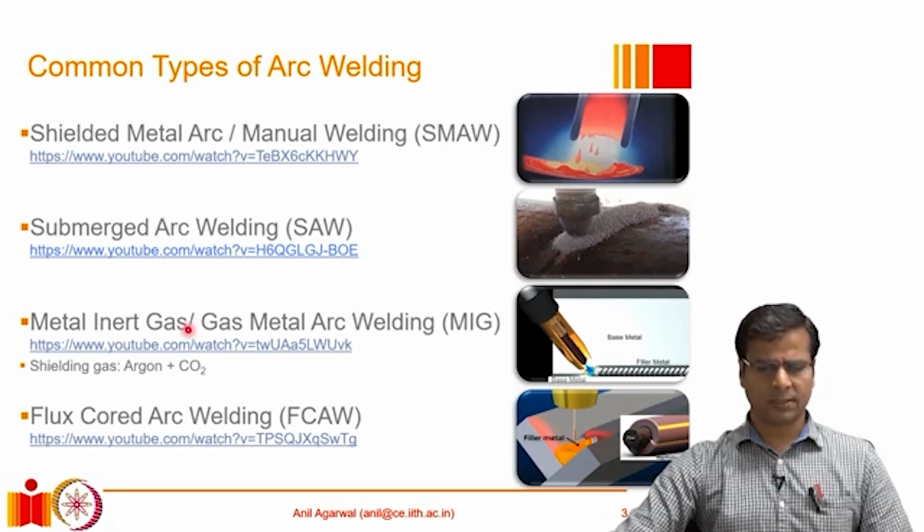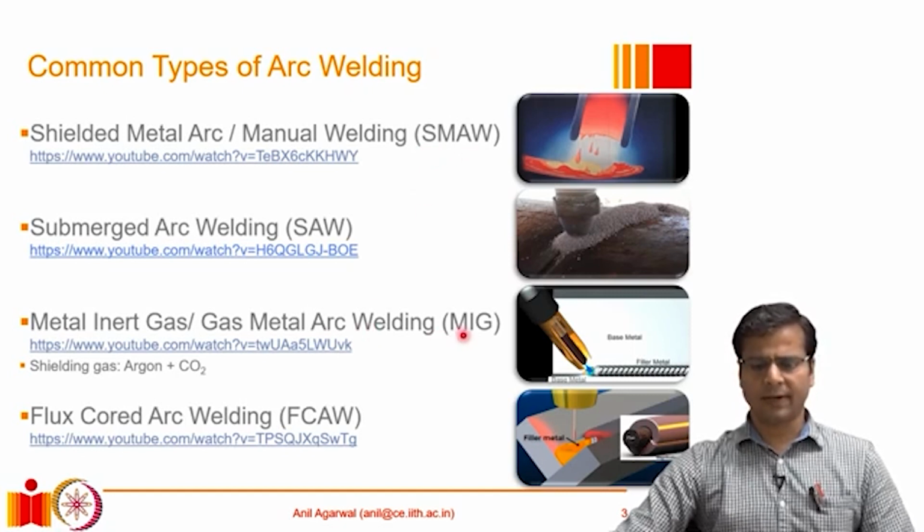The next one in this line is MIG welding. MIG welding is again very useful for automated welding. Nowadays, robotic arms are very easily deployable, or CNC type of operations can be done. And because of these operations, all these three, SAW, MIG and FCAW, have become more common. However, at site, still we have to use SMAW type of welding.